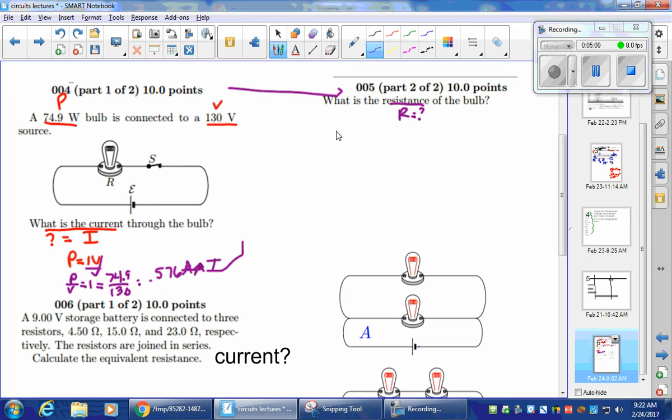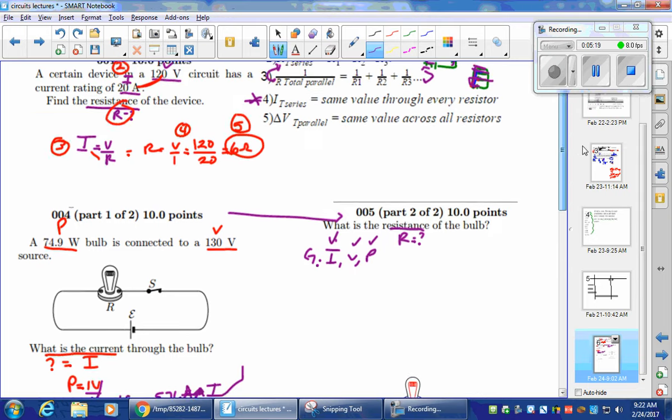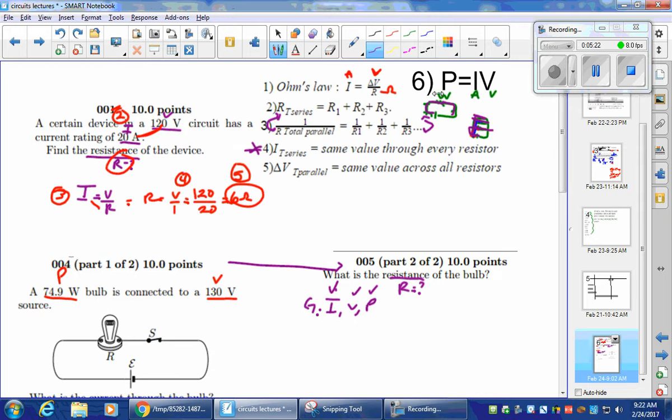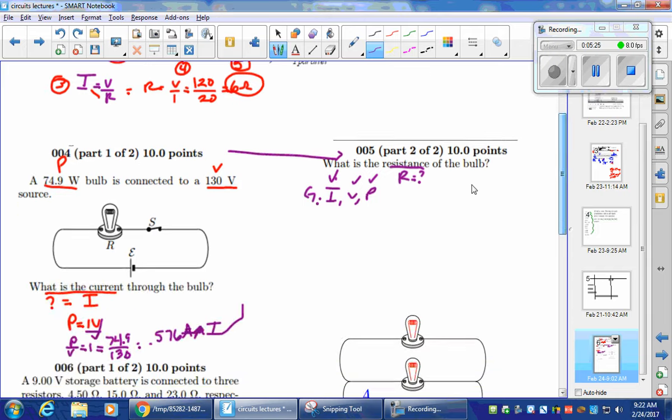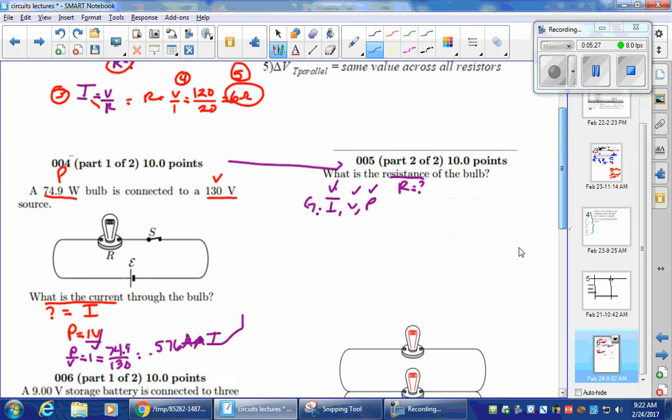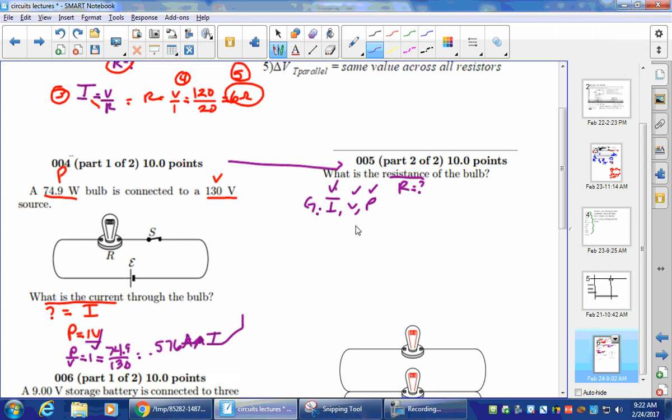Okay, so what are our givens? We have current. What else do we have? We have voltage. We have power. Okay. So what equation will give us R given these variables? R, let's look back. R is not in the power equation, so we have to use Ohm's law. I equals V over R. Okay, and again, what's the rule for this? Swap these guys out. R equals V over I.